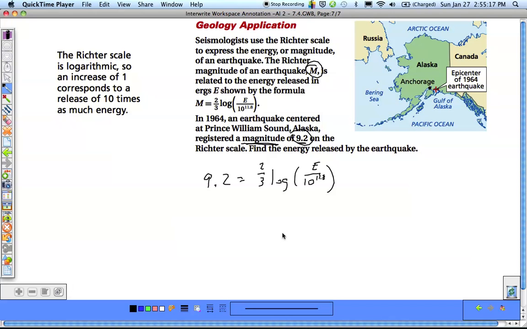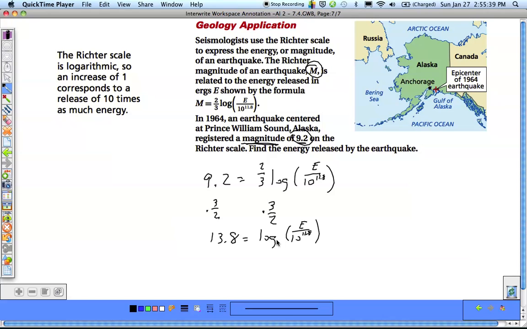First thing we really want to do in a problem like this is get that log by itself. What can we do to simplify this, which would be getting rid of the 2/3? You can multiply both sides by 3/2, or you could divide both sides by 2/3. Either way, we would get 13.8 equals the log of E divided by 10 to the 11.8 power, and now it's just a matter of being able to simplify this.